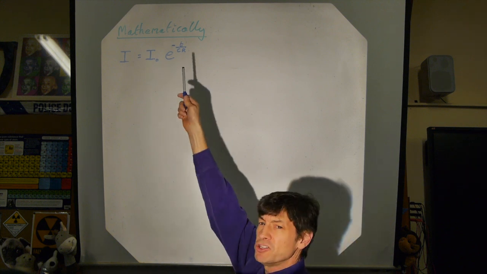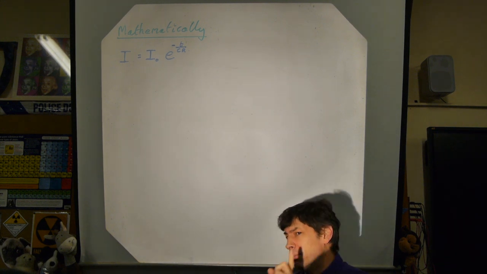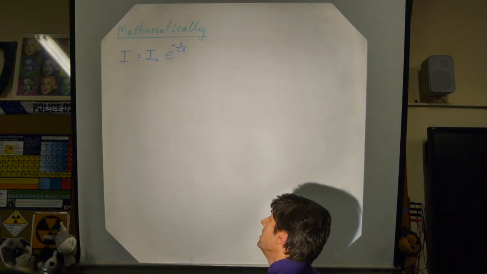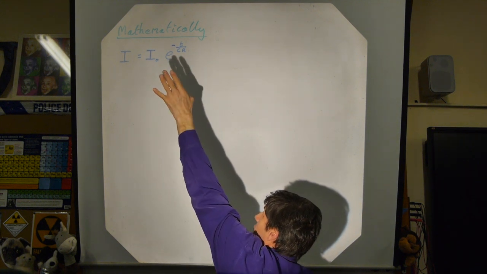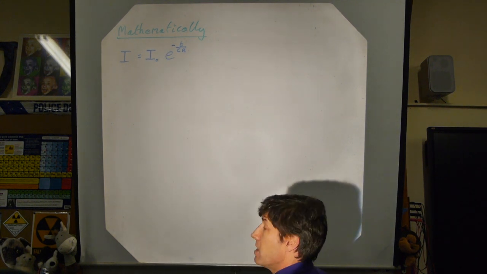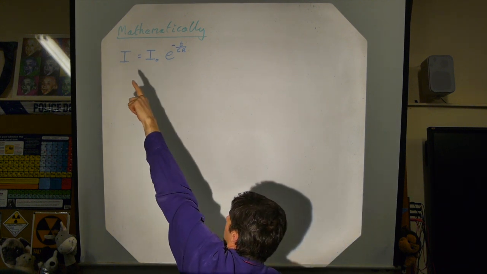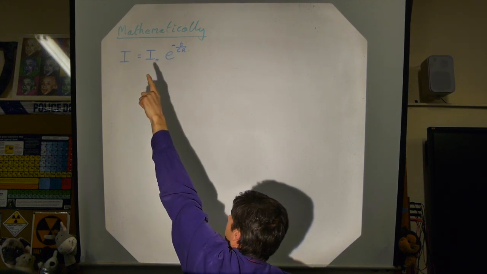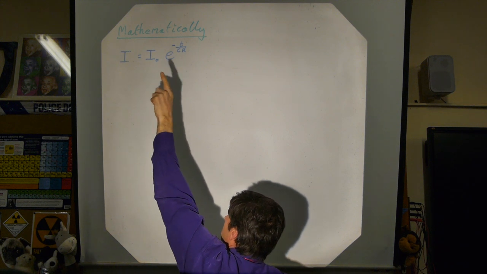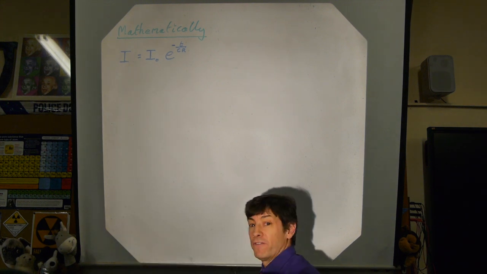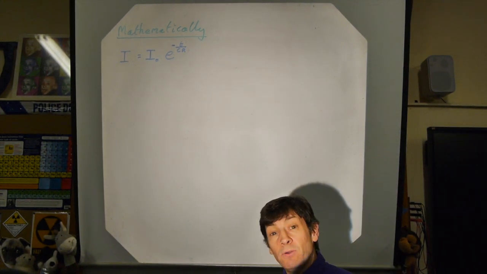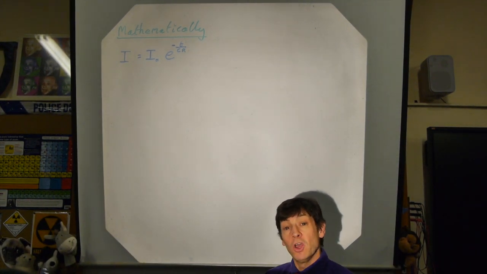CR is a really interesting number, but we'll come back to that. Then you raise e to the power of that, and you'll get a number like 0.2. So that means after that amount of time, the current has dropped to 0.2 times what it was, a fifth of what it was.